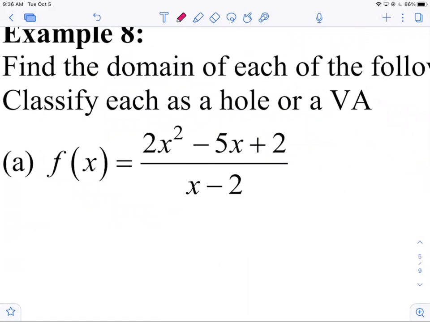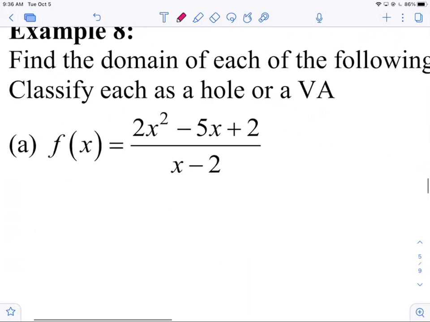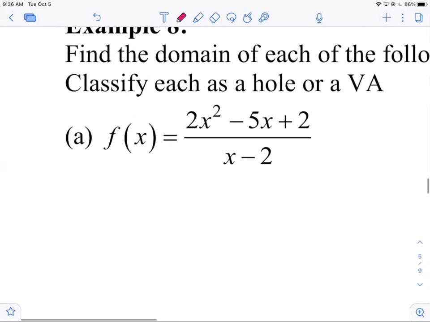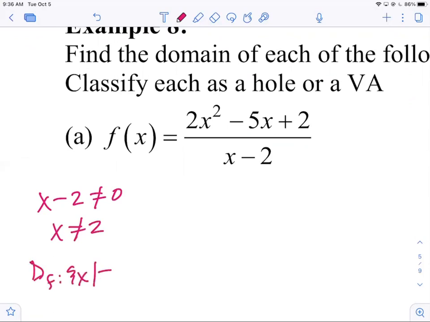So let's see if we can squeeze this one in here. Find the domain of each and then classify each value that gives you division by 0, known as the discontinuity. Classify it as a hole or a VA. All right, let's look at this guy here. We can spot the domain now very quickly, right? We set the entire denominator not equal to 0, and we get x can't equal 2. And that's it. So the domain of f is the set of all x such that x is not equal to 2.